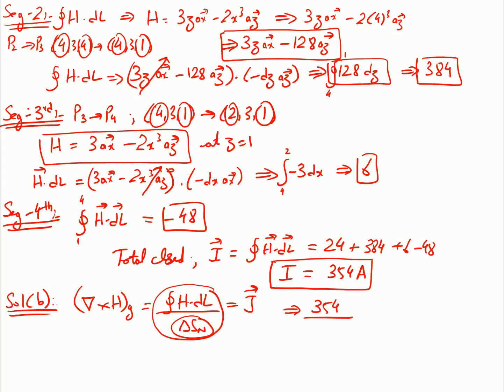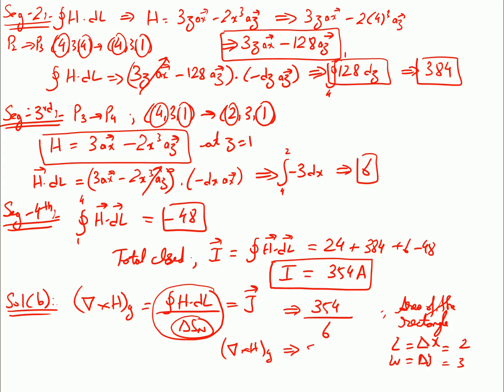Since this is a rectangle, I know that the area of the rectangle is length times width, where length is the difference of x and width is the difference of y. So this comes out to be 2 and this comes out to be 3. If you multiply it, it comes out to be 6, and your total curl in this case for the area comes out to be 59 ampere per meter square. So this is the answer that we are getting.